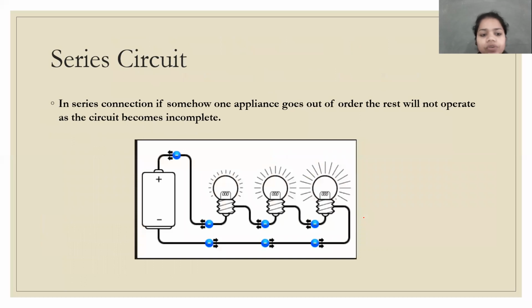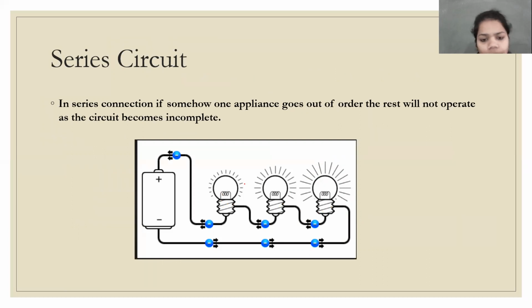Next, we have to discuss about series and parallel. How series connection works, how parallel connection works. So see children, here you have a diagram. See, bulbs are connected one after the another. They are in series. The connection is said to be in series, one after the other.